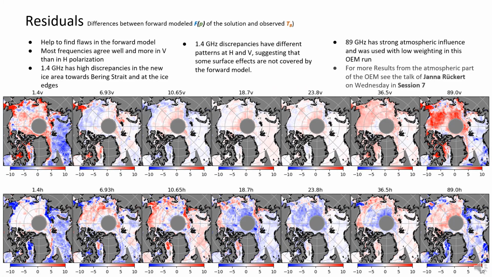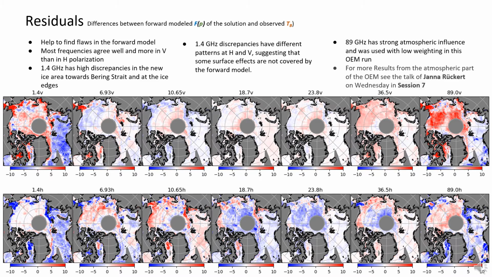One way of understanding the results and debugging the method is to look into the residuals, which is the difference between the forward-modeled brightness temperatures and the observed brightness temperatures. In this case, at 1.4 GHz, for example, we see quite some high differences at the thin ice areas, namely in the Baffin Bay, Bering Strait, and in the Barents Sea. The distinct patterns in the residual maps of 1.4 GHz could mean that the forward model needs some more improvements here.